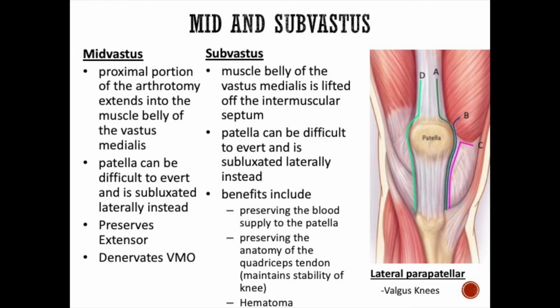So the mid-vastus is exactly what it says. It's the B line in that image on the right, where it sort of cuts in line with the fibers of the vastus medialis obliquus and avoids the quadriceps tendon. The subvastus is the C line there, and that corresponds with cutting just distal to and going into the retinaculum more than anything to gain your arthrotomy exposure. Then, of course, there's the lateral parapatellar and medial, which are D and A, respectively. The lateral parapatellar is probably better for valgus knees, although still conventionally not used all that much.